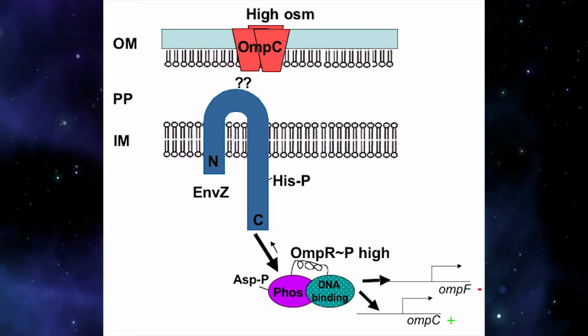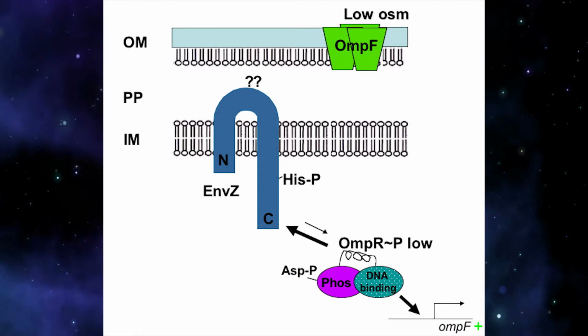When there is a high osmolarity, OmpR binds to low affinity regions upstream of the OmpC promoter, thus activating the transcription of OmpC. On the other hand, OmpR also binds to low affinity and high affinity regions upstream of the OmpF promoter, resulting in formation of a protein-protein repressive loop preventing the transcription of OmpF.